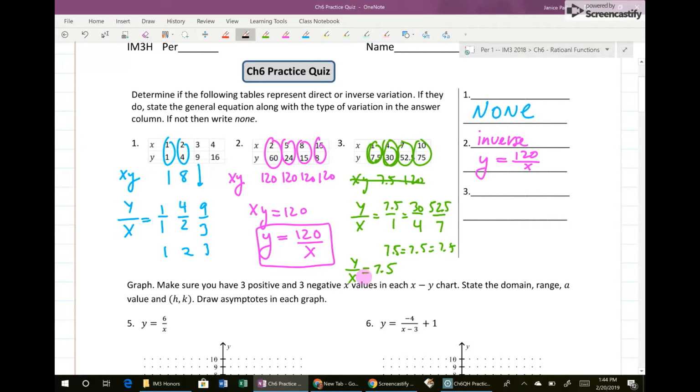So if you were going to solve for x, you would multiply both sides by x. So those would cancel. So you would get y is equal to 7.5x, and that is direct variation. So those are the variation problems.